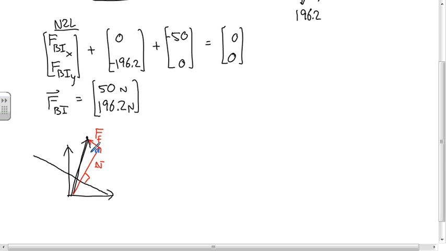Anytime you take the dot product of this vector, 50, 196.2, with a unit vector in the direction of this normal, it's going to give you the projection of this onto that normal line, which is what we want.